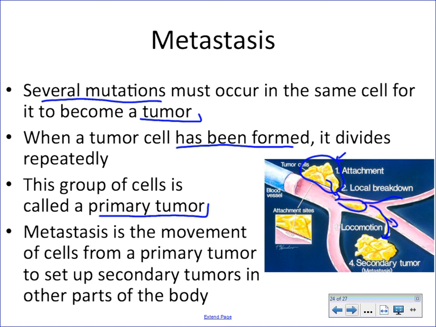This is referred to as a secondary tumor, and that process of movement of those cancer cells is referred to as metastasis. So this is the movement of cells from a primary tumor to set up secondary tumors in other parts of the body. Typical locations where you get these metastatic tumors include the brain, for example, the lungs, and even within your bones. Those are common locations for metastatic tumors to end up.